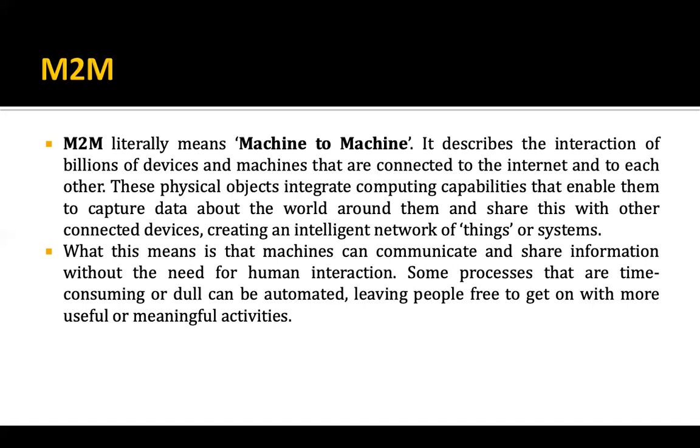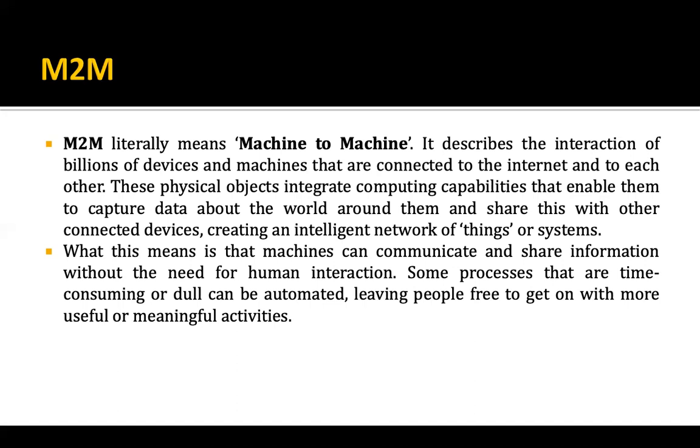One machine can communicate with another machine. One machine is able to capture the data and share it with another machine so that they make the decision and create the intelligent network. So it is only possible if one machine can talk to another machine. What this means is that machines can communicate and share information without the need of human interaction, right? So without any interaction with a human, they can talk to each other.